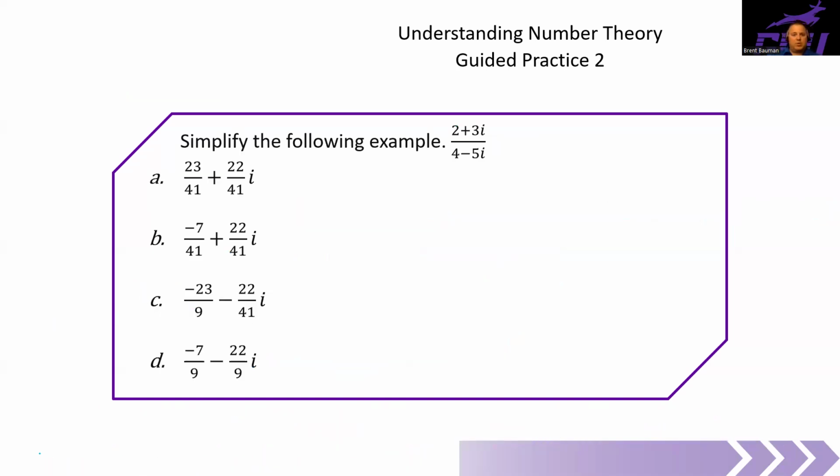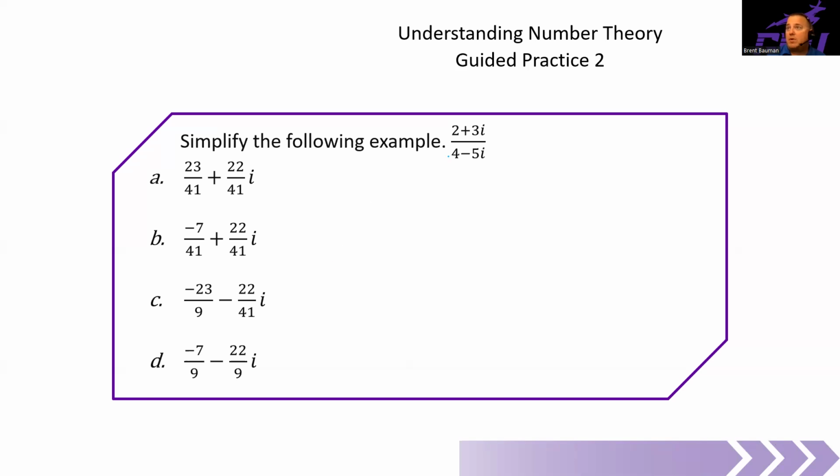Okay, one last one to go over. It's a little refresher on simplifying imaginary numbers. So here we have a fraction with an operation in it, 4 minus 5i. And when you're simplifying imaginary numbers in a fraction like this, you want to use the conjugate. The idea is you're trying to get rid of the imaginary number in the denominator. And to do that, you want to use that difference of squares.